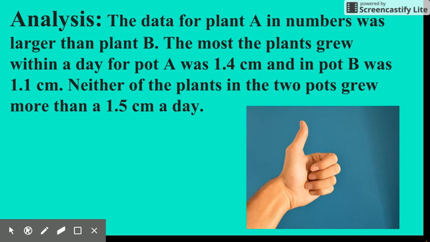My analysis for this experiment was that the data for plant A in numbers was larger than plant B, and also neither of the plants in the two pots grew more than 1.5 centimeters a day.